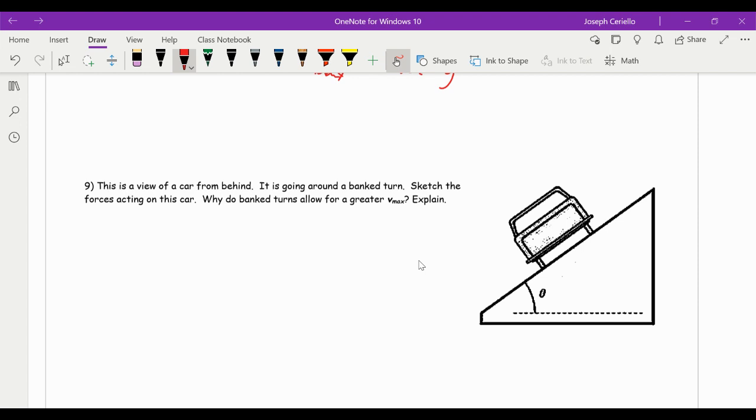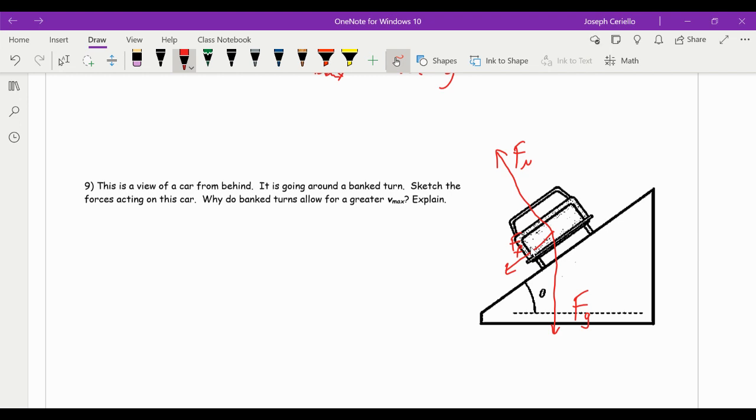So most turns are actually banked. Even if you do indoor track, a lot of the turns you run on are banked. Why is that? Well, if we think about the forces in this case, we have gravity pulls down. Gravity goes down, Fg. The normal force goes this way. And friction goes this way. Now, why does friction go that way? Because it prevents the car from slipping to the outside of the circle.